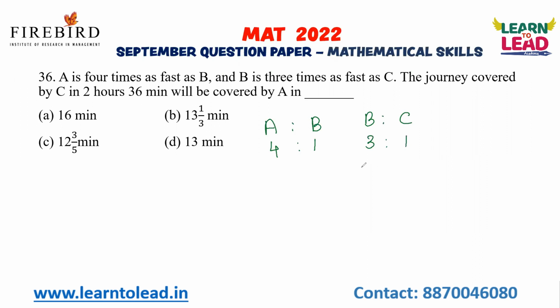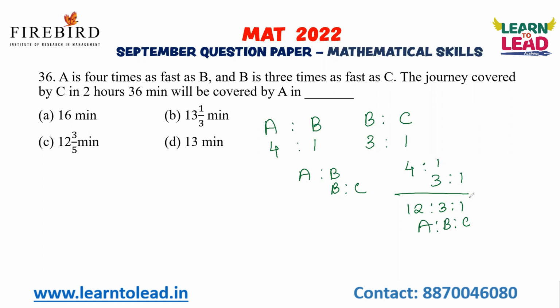So 3:1. The journey covered by C in 2 hours 36 minutes will be covered by A in how many minutes, they're asking. Combine the ratio first. Okay, it is A is to B, B is to C, right? So 4:1 is to 3:1. I'll get 4 3s are 12 is to 3:1. A is to B is to C.